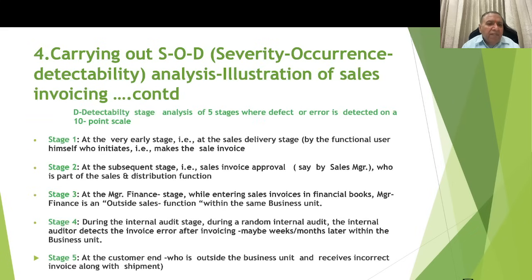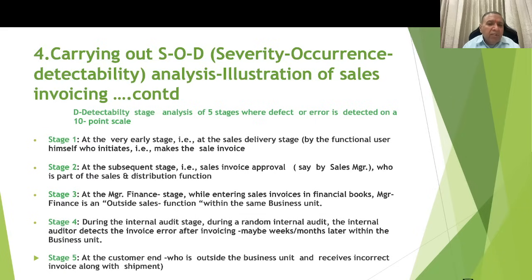Detectability, D. Now there are 5 stages which have been proposed. First one is the early stage itself. For example, in case we are talking about sales invoicing, the error can be detected by the person making the invoice or at the sales delivery stage. That is stage 1, where the impact is least because it can be corrected.